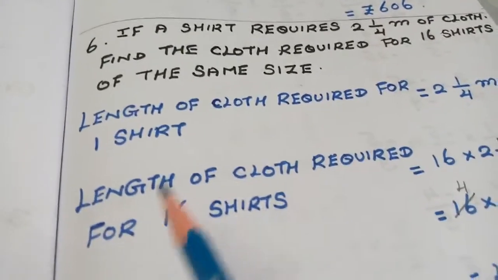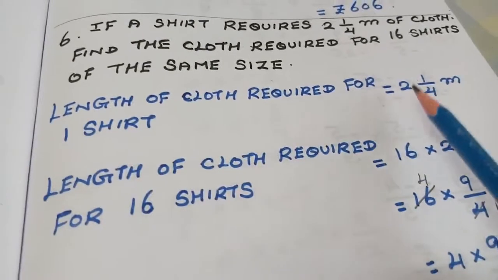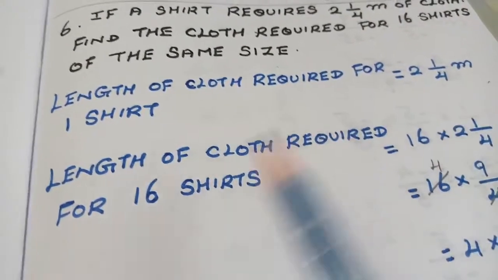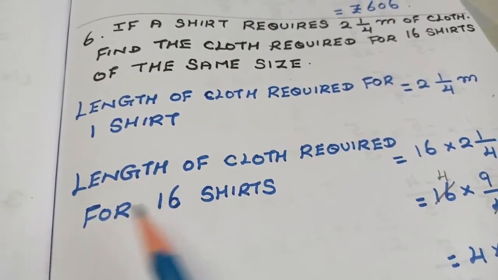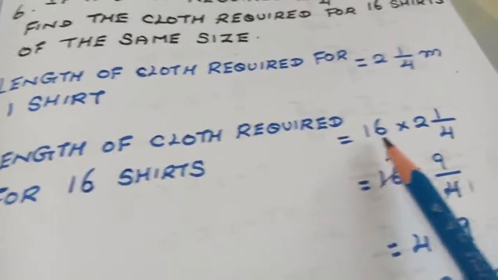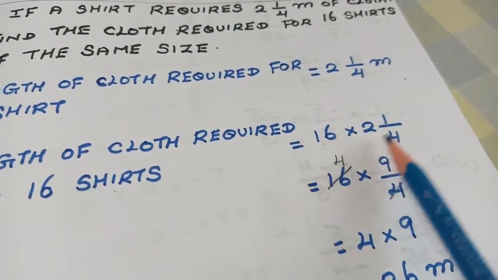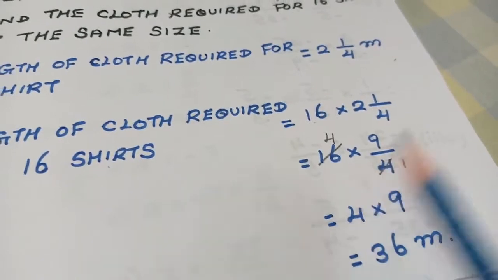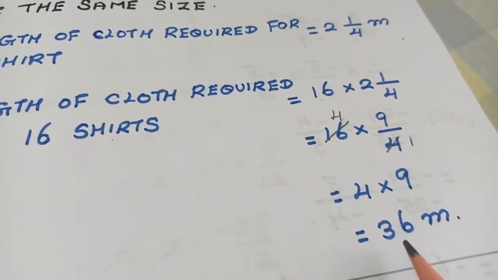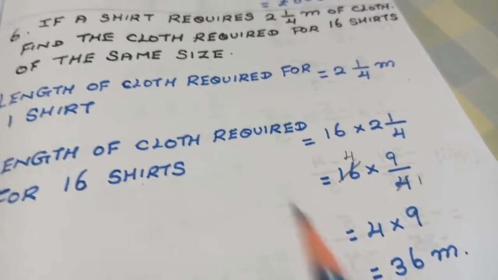So what we are going to do here is, the length of cloth required for one shirt is 2 1/4 meter. And what is the thing they are asking here, students? Find the length of cloth required for 16 shirts, so we are going to multiply 16 into 2 1/4, convert this mixed fraction into an improper fraction. After converting, cancel the terms. The answer I am going to get here is 36 meter.